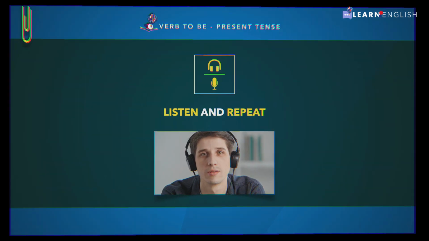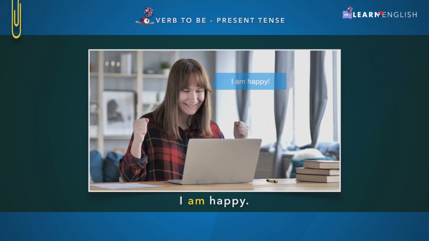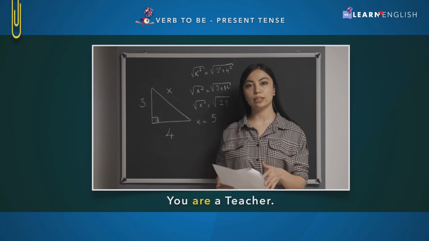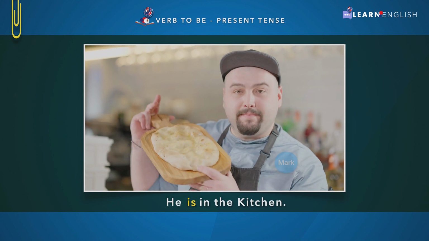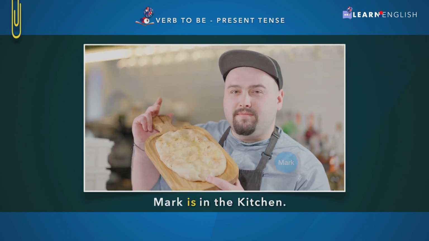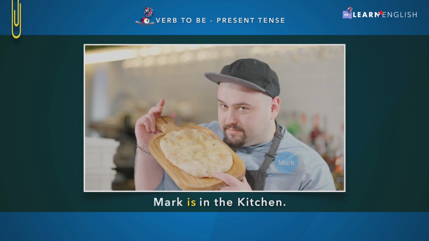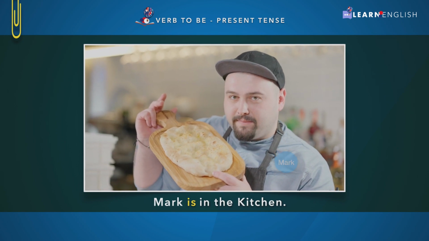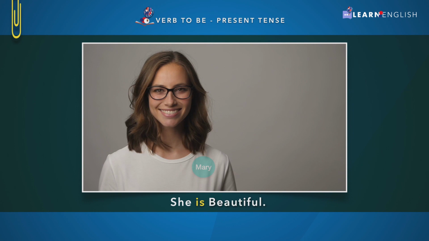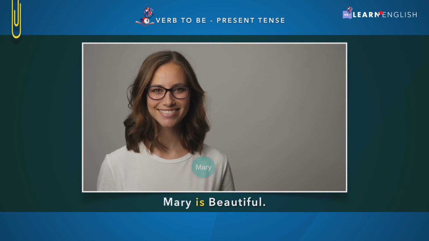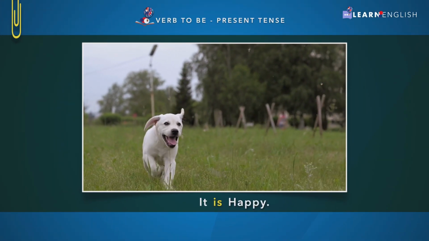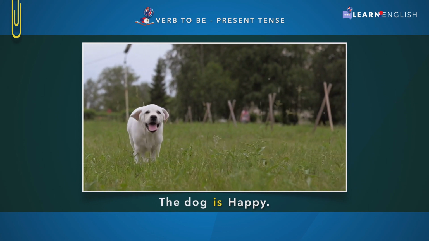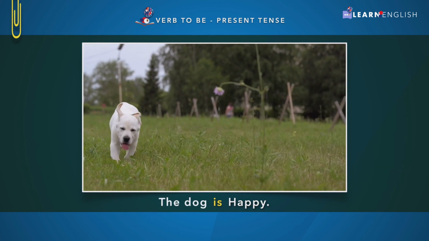Please repeat after me. I am happy. You are a teacher. He is in the kitchen. Or we could say Mark is in the kitchen. Mark is in the kitchen. She is beautiful. Or we can say Mary is beautiful. Mary is beautiful. It is happy. Or the dog is happy. The dog is happy.